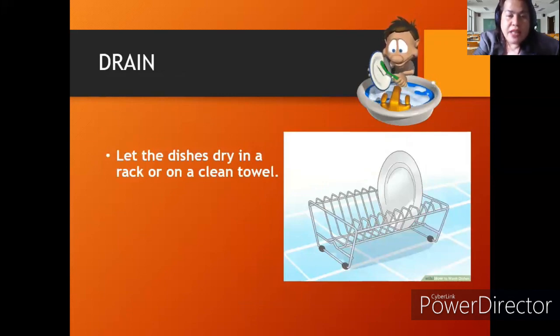Then, of course, right after natin masanitize, we have to drain it, di ba? Let the dishes dry in a rack or on a clean towel. Yung iba sa mga food establishment, they're using yung mga tinatawag natin na dishwasher. Sa dishwasher, na-drain na habang hinuhugasan. Pero sa atin, you can use dish rack para at least mag-drip yung mga water. So we have to leave yung mga washed na plato, kutsara, tinidor for at least about 30 to 60 minutes. Okay? Air dry.